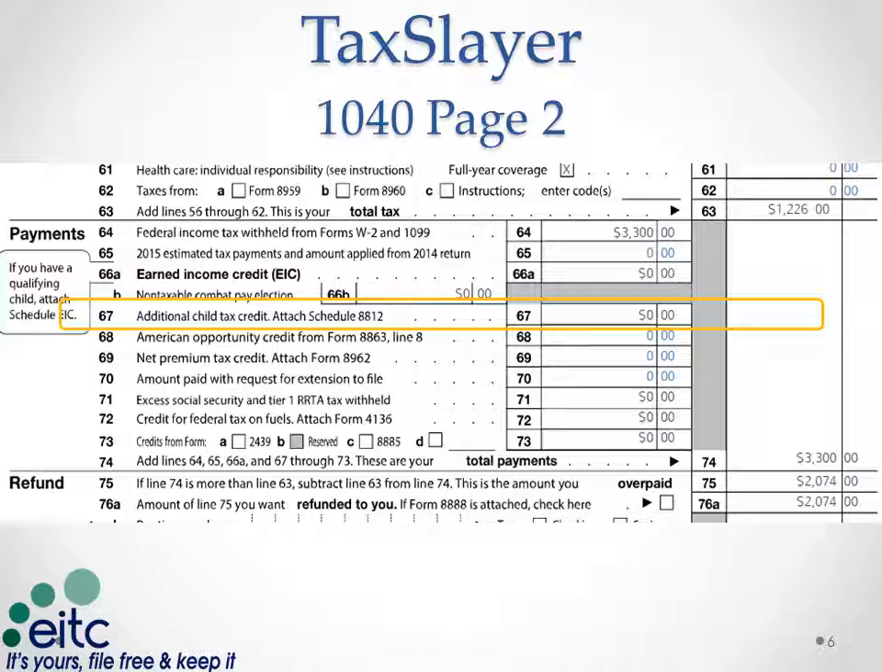This is a really easy credit. You just have to know who a qualifying child is and enter the information properly, and TaxSlayer will do all the work for you.